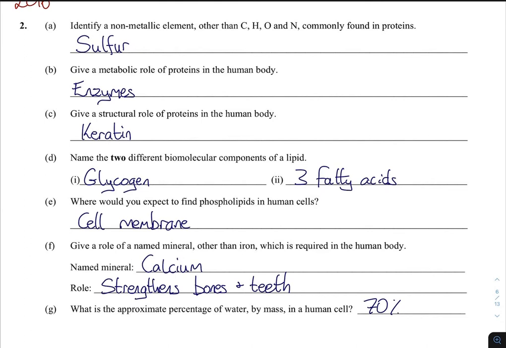All enzymes are proteins, made up from proteins. Give a structural role of proteins in the human body. We've seen that already. So that's keratin. So we now have a metabolic role and we have a structural role. Okay. 2 different biomolecular components of a lipid. So that's again fatty acids and your glycogen. That's glycogen. That should be glycerol there. Someone just spelled it wrong.